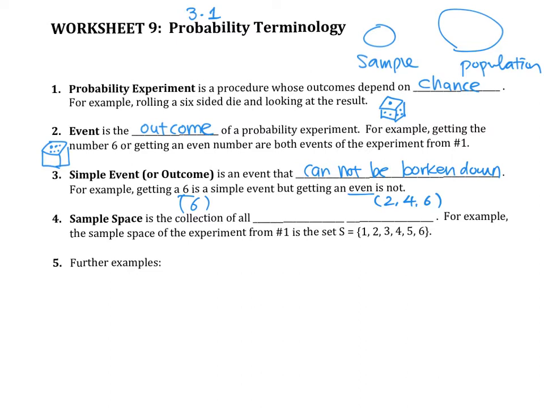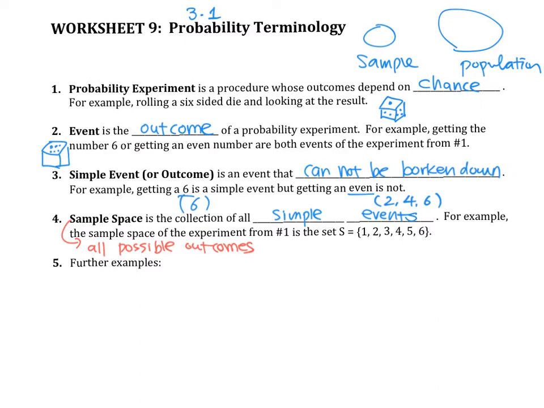A sample space is a collection of all simple events. For example, the sample space of the experiment from number 1, which is rolling a die, is the set 1, 2, 3 all the way to 6, right? I can also think of the sample space as all possible outcomes, right? So this one means write down all possible outcomes.